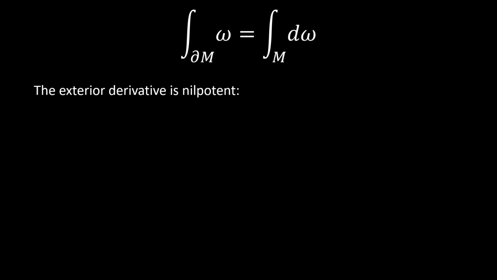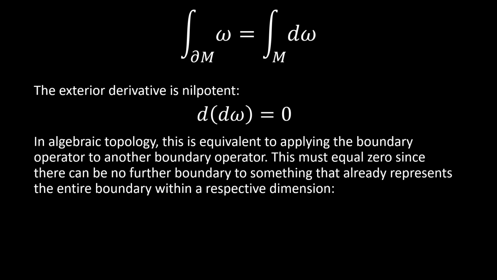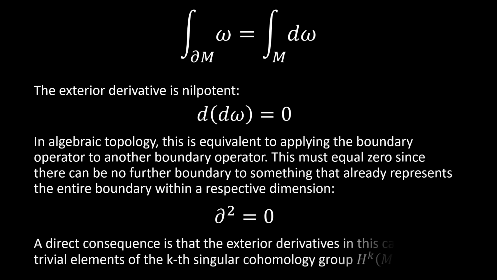The exterior derivative is nilpotent. So the exterior derivative of the exterior derivative is 0, since there is no exterior to the boundary already. In algebraic topology, this is of course equivalent to applying the boundary operator to another boundary operator. It must equal 0 since there can be no further boundary to something that's already defined as the boundary within a given dimension. A direct consequence is that the exterior derivatives are trivial elements of the kth singular cohomology group, H^k of M and R. Perhaps even more interesting is the following isomorphism.